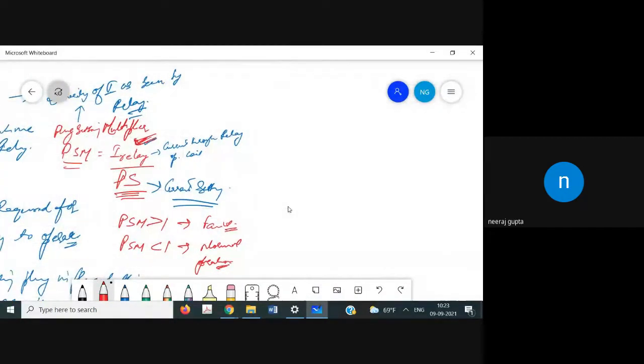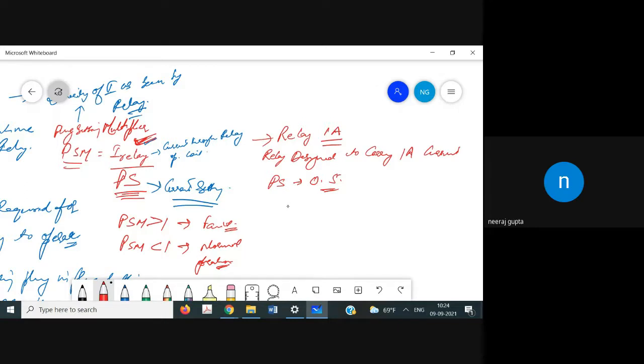Now let us take a small example. Let us consider a 1 ampere relay, that is, a relay which is designed to carry a current of 1 ampere on a continuous basis, and whose plug setting, let us suppose, is 0.5 ampere. That is, our relay is a 1 ampere relay, however, the plug that we have set is 0.5 ampere.